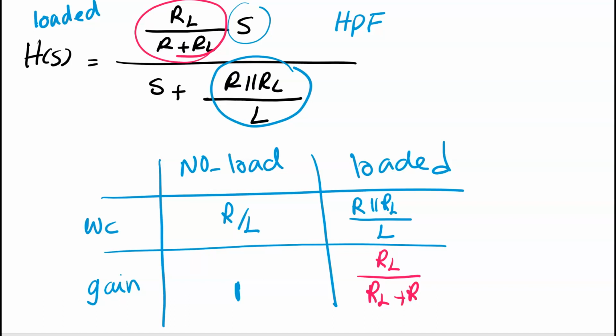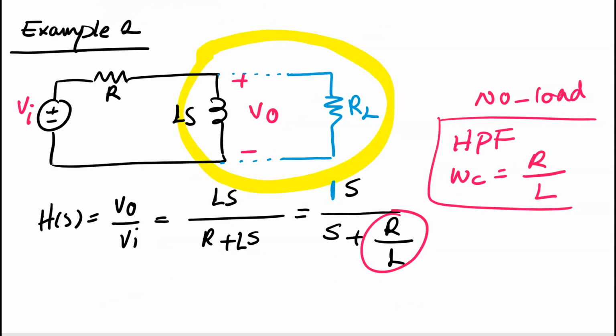And you can see that this gain is smaller than 1. So what will happen in this case is that if you attach a load to a circuit like this, which is a high-pass filter with a gain of 1, not only are you changing your cutoff frequency, but you are also changing your gain. So this is a little bit different from the previous example.